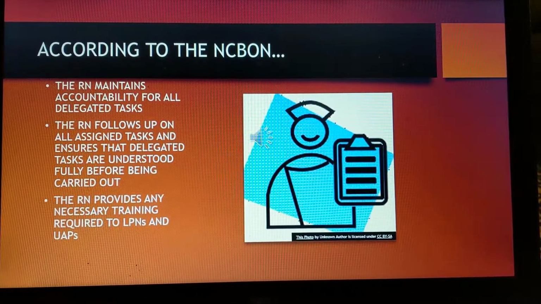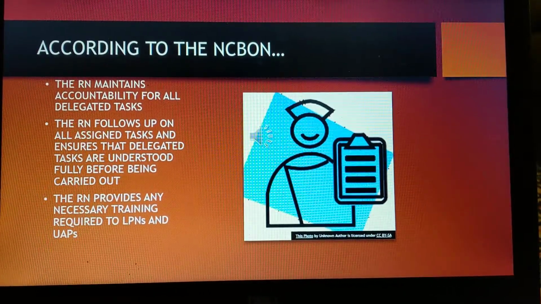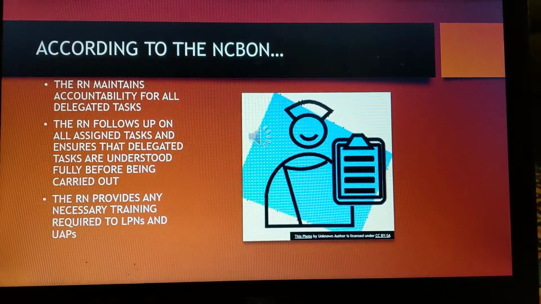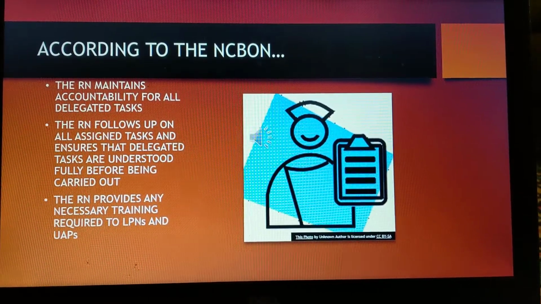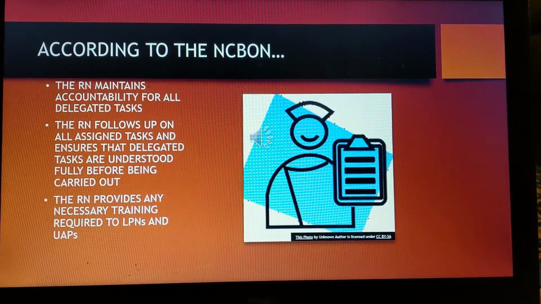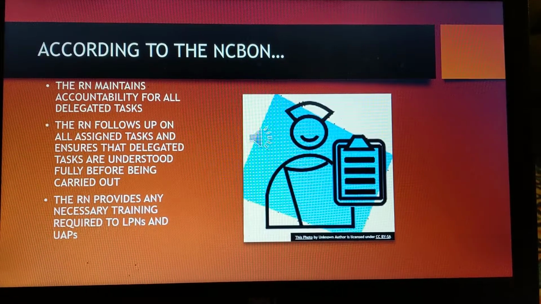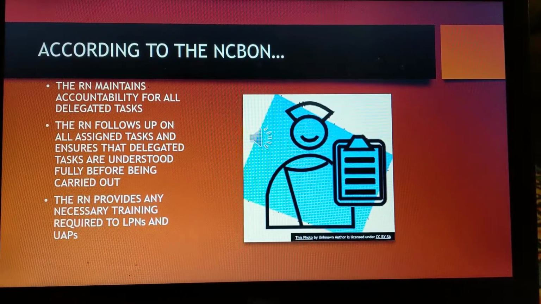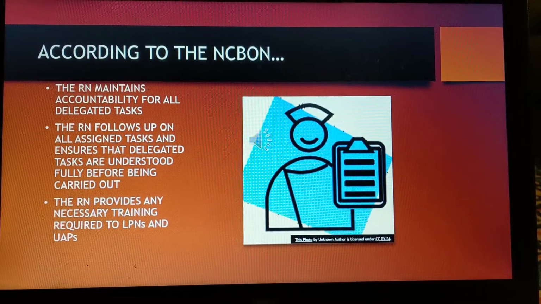The North Carolina Board of Nursing states that the RN must maintain accountability for all tasks delegated underneath their care. This includes both LPN and UAP delegated tasks. Accountability means following up with any and all delegated tasks and ensuring that staff fully understands the task before it is carried out. The RN must provide any necessary training that the LPN and UAP need in order to successfully do their jobs.